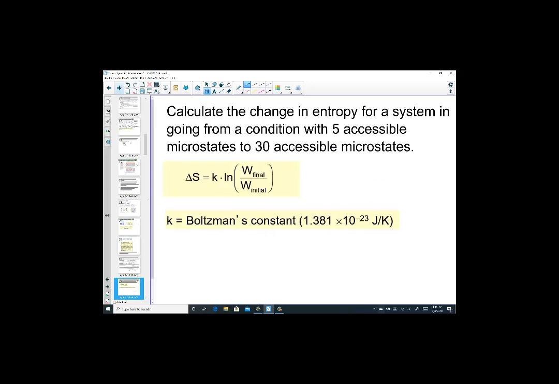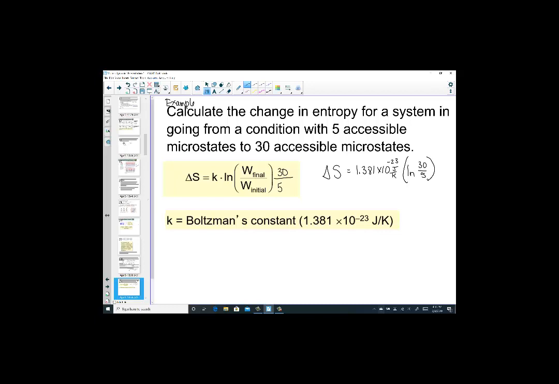To calculate the change in entropy for a system going from a condition with 5 accessible microstates to 30 accessible microstates. This is our example problem. How many microstates did we say? Well, it's going from 5 to a total of 30. We want to know the change in entropy for a system going from 5 to 30. Well, we need Boltzmann's constant, 1.381 times 10 raised to the negative 23rd joules per Kelvin, times the natural log of 30 over 5, which we know is 6.